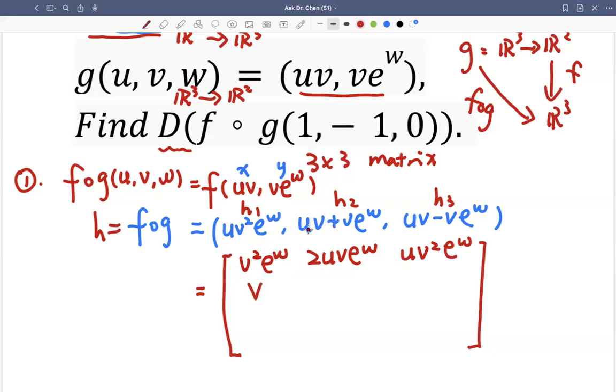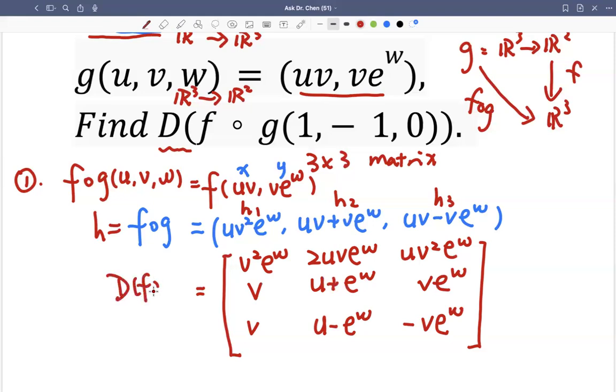In the v direction, we get u plus e to the w. In the w direction, we get v e to the w, because uv in the w direction is constant. For the third component, in terms of u, we get v again. In terms of v, we get u minus e to the w. In the w direction, we get negative v e to the w. Now we just have to calculate. So this is the derivative of f composed with g.